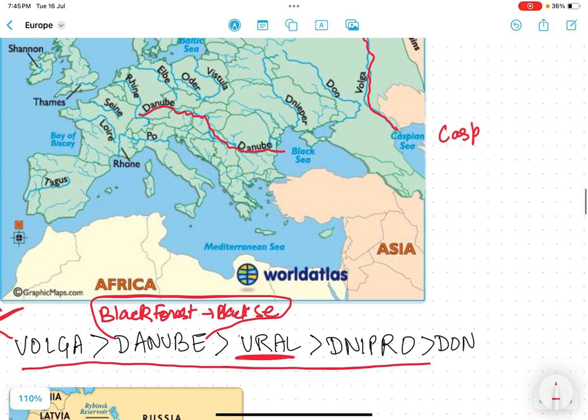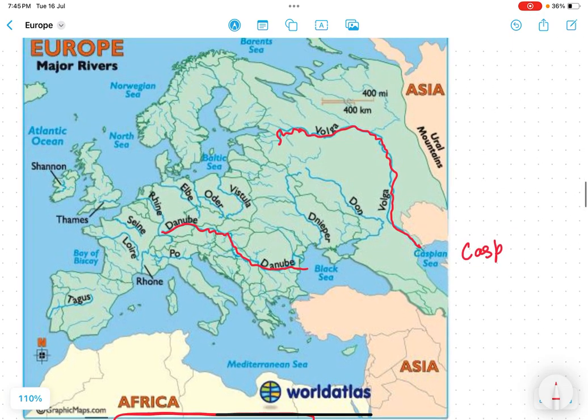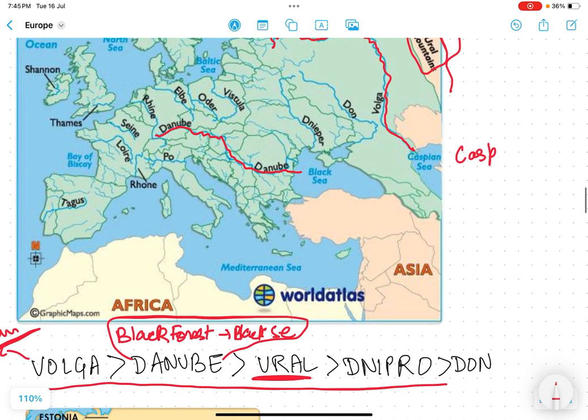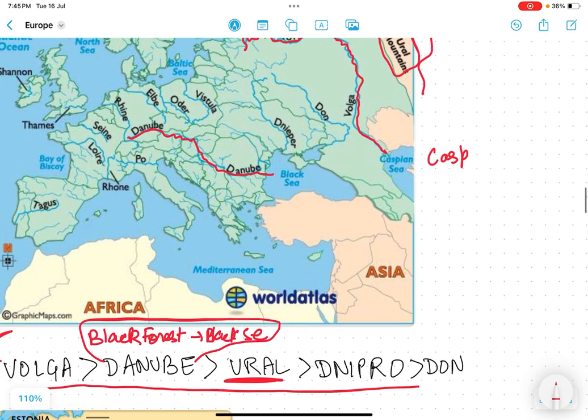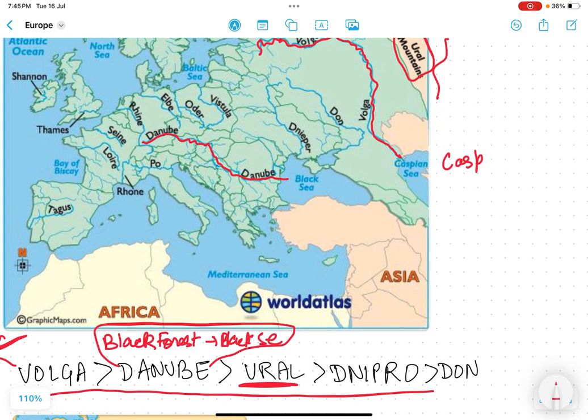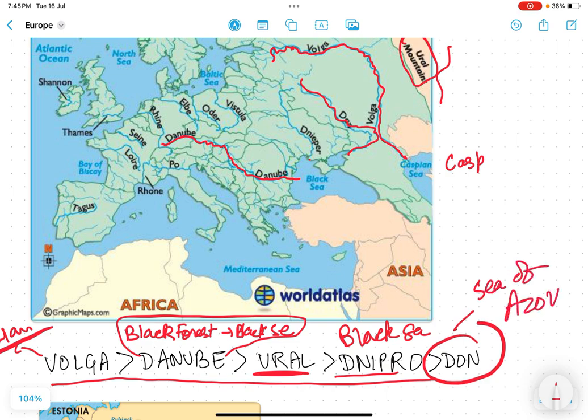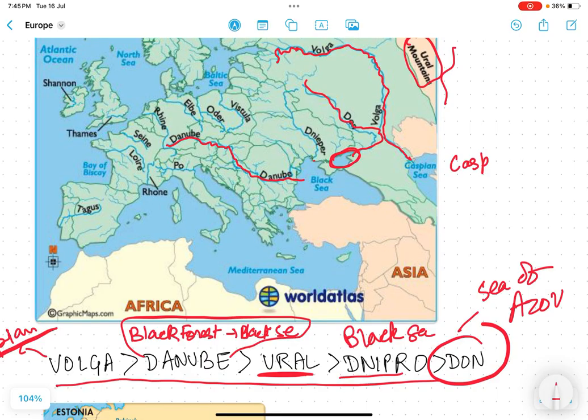Then we have the Ural, we can call it. So Ural Mountains are right here, and the river comes like that and flows into the Caspian Sea. Then we have the Dnipro River, right? You can see it goes into Black Sea. Then we have the Don River that goes into Sea of Azov. This is Sea of Azov.